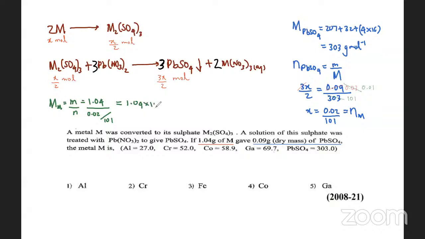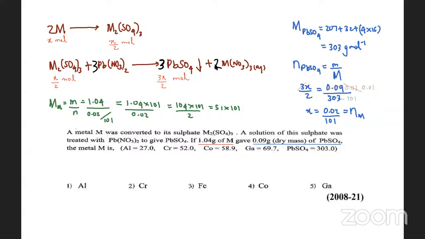1.04 into 101 over 0.02. That is 104 into 101 over 2. 51 into 101. I'm getting a number like that. Something is wrong here. So that's an answer like 55,200. But the problem is, yeah, you're getting that, but I think one of these numbers must be wrong.